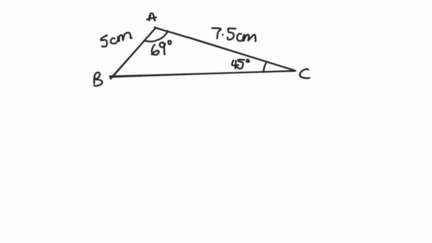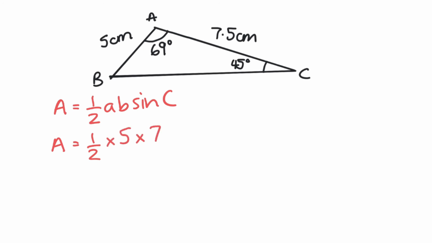For example, our triangle has a side of 5 centimetres, a side of 7.5 centimetres, an angle of 69 degrees and an angle of 45 degrees. Find the area of the triangle to 3 significant figures. So let's write out our formula. We've got area equals a half ab sine C. So let's fill in what we know. We've got the area is equal to a half times 5 centimetres times 7.5 centimetres times sine of 69 degrees.